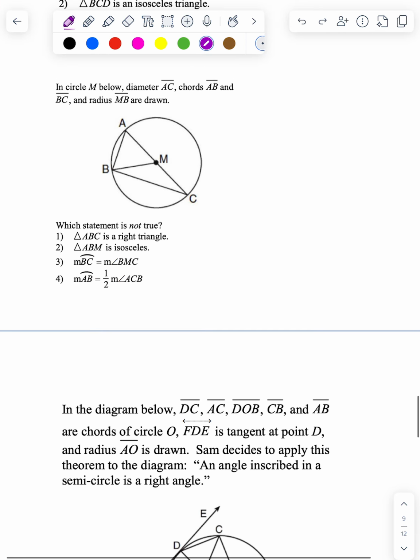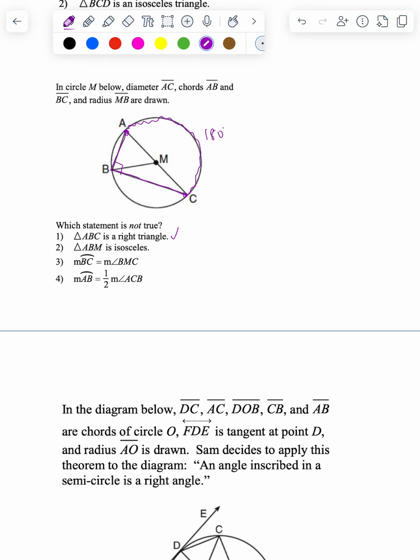In circle M below, diameter AC is drawn, chords AB and BC are drawn, and radius MB is drawn. Which statement is not true? Triangle ABC is a right triangle. Well, angle ABC is an inscribed angle, and it's an inscribed angle that does intercept a semicircle, which is 180 degrees. So that means this is going to be a 90-degree angle. So that is true. So that's not the answer choice we're looking for.